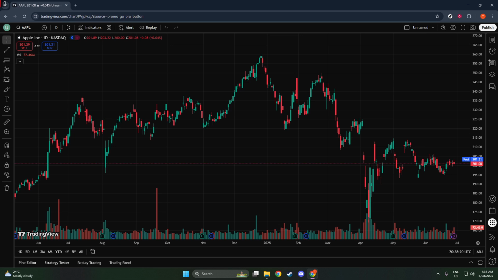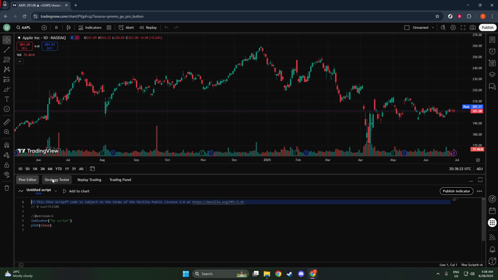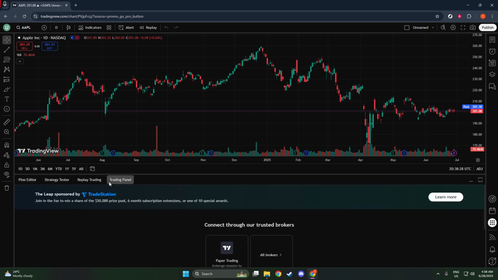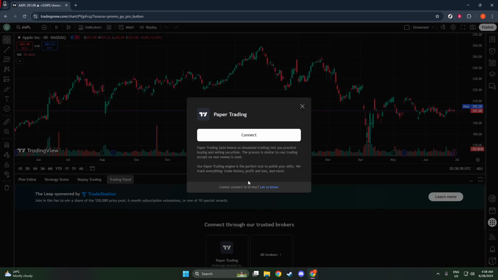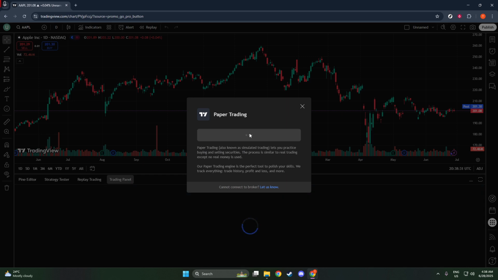If you enjoy scripting or want to customize your analysis, you'll appreciate the access to PineScript, which allows you to create and test your own indicators and strategies. And there's more. With paper trading, you can practice your strategies without any risk to real capital. This feature simulates a real-time trading experience and is incredibly helpful for beginners who want to hone their skills.